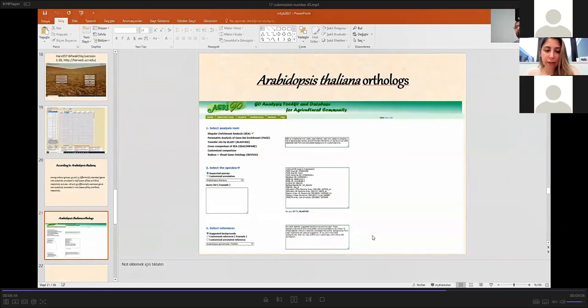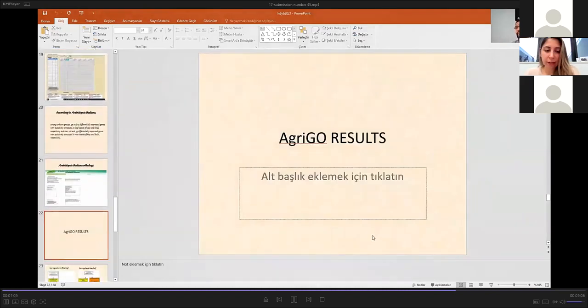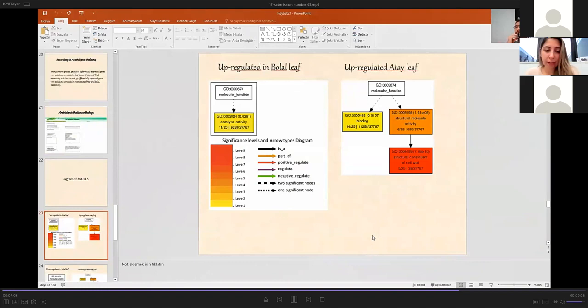Then we collected all of these Arabidopsis thaliana orthologs. We used the AgriGO program, a gene ontology toolkit for the agriculture community, and also singular enrichment analysis for this unknown gene group. This is the result from the AgriGO program. On the left are differentially upregulated genes in the tolerant cultivar, Bolal leaf, and we used only molecular function. Only one category, catalytic activity, is represented for this group. On the contrary, among differentially upregulated genes in Atay leaf, there are three representative groups in molecular function. The most overrepresented one is structural constituent of cell wall.